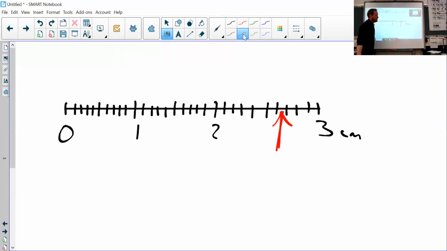Judgment call depending on which pixel you're using. What are you going to call it? Well, 2 to 3, 2.1, 2, 3, 4, 5, 6. That's 2.6, that's 2.7. I'm going to call that about 2.65 centimeters. Why do I say that? Well, I know that it's between 2 and 3. Here's my 2. I know that it's between 2.6 and 2.7. And I'm going to guess that it's exactly halfway through. So there's my 6.5.